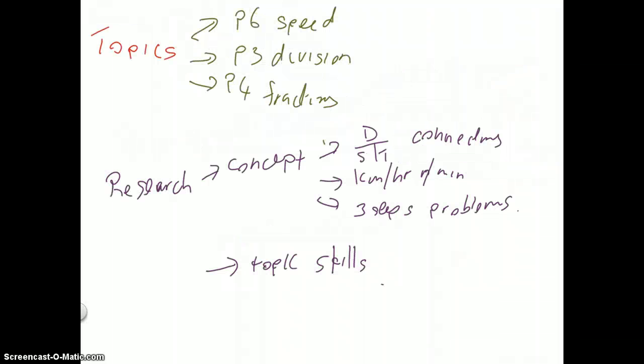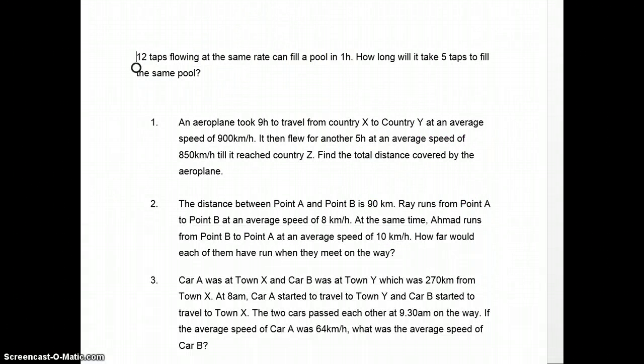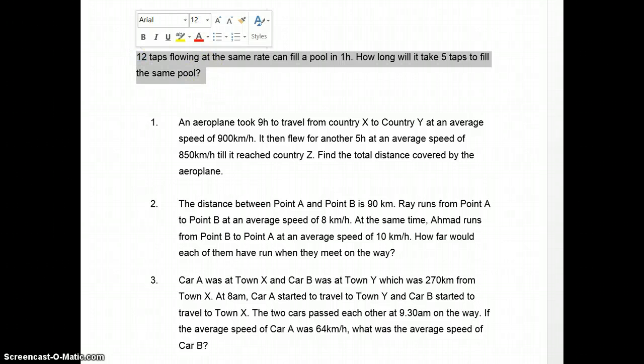From now on, let us focus more on the topic skills. Here is a list of questions involving the topic speed. First of all, you can see that this is a very general question on rates. If 12 taps flowing at the same rate can fill a pool in 1 hour, how long will it take 5 taps to fill the same pool? So 12 taps in 1 hour, very simple. We find out how long 1 tap will take, and then find out how long 5 taps will take.